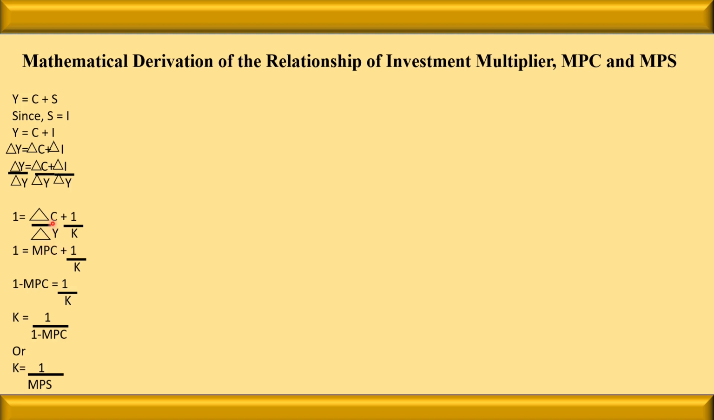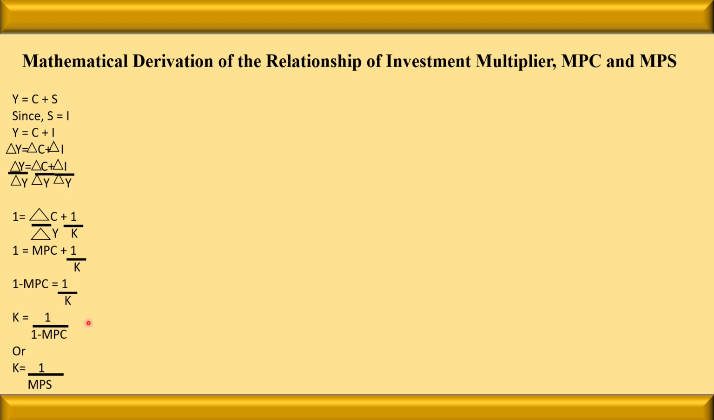Listen, delta C upon delta Y is equal to MPC, because the formula to calculate the MPC is delta C upon delta Y, because MPC is change in consumption divided by change in income. So in place of delta C upon delta Y, I have written MPC. It can also be written as 1 minus MPC, because if MPC goes to that side it becomes negative. So I have written 1 minus MPC is equal to 1 upon investment multiplier.